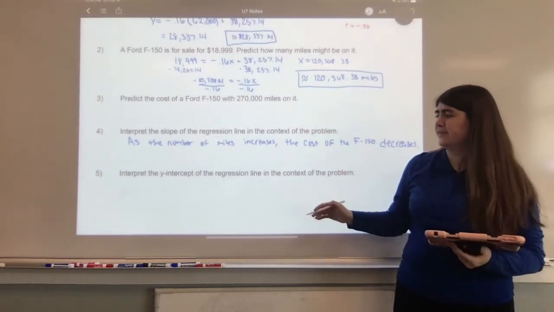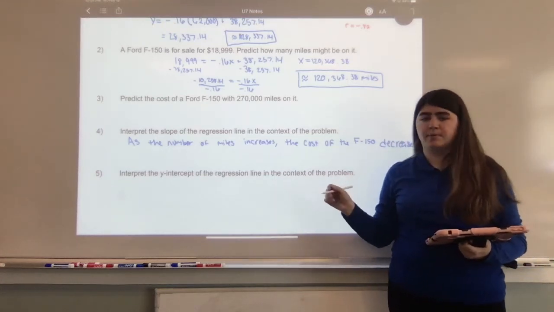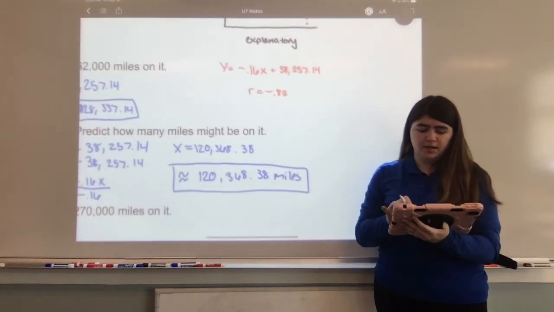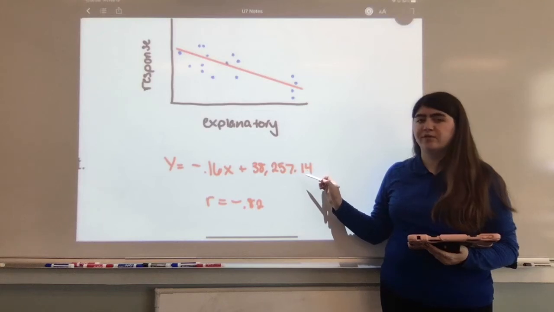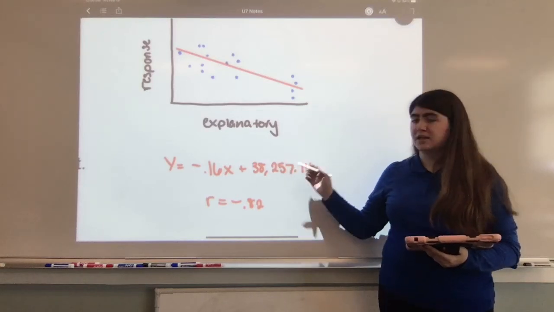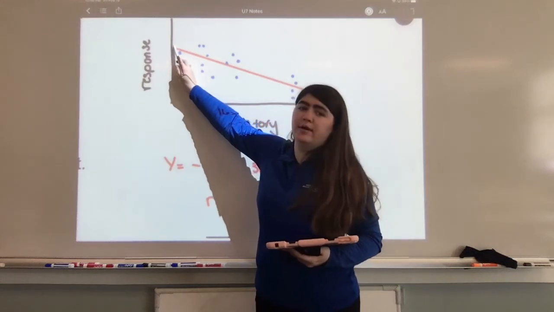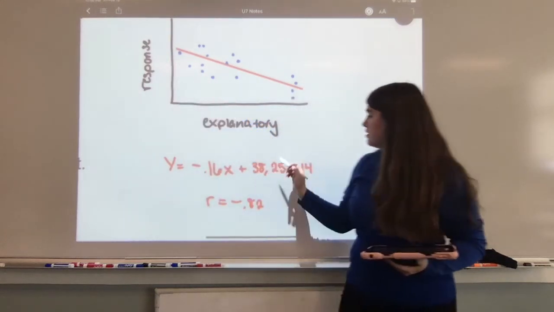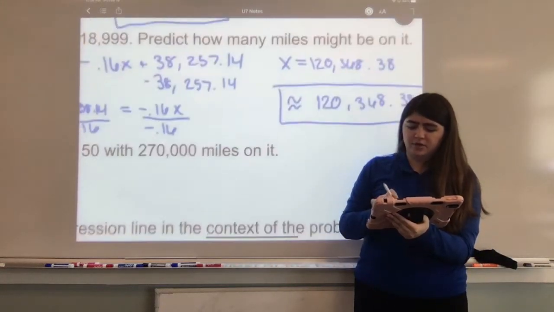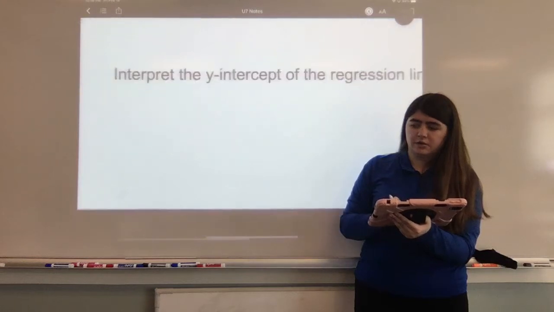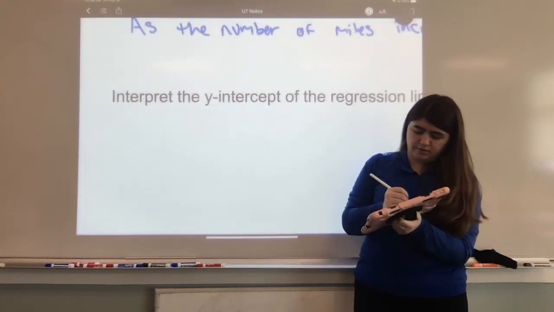And then number 5, interpret the y-intercept of the regression line in the context of the problem. So our y-intercept is 38,257.14. So what this is saying, because it's our y-intercept, and that would be right about here, is that when you have driven 0 miles, this is what the cost of the car will be. So a brand new car with 0 miles will cost $38,257.14. Let's go ahead and write that down.